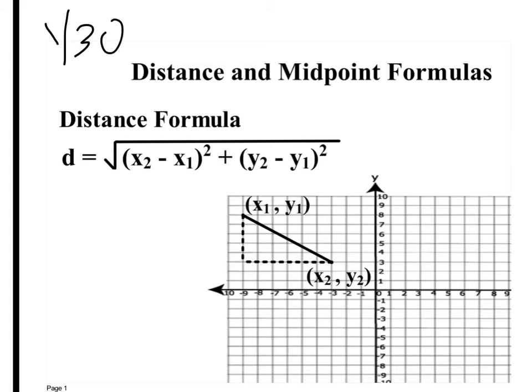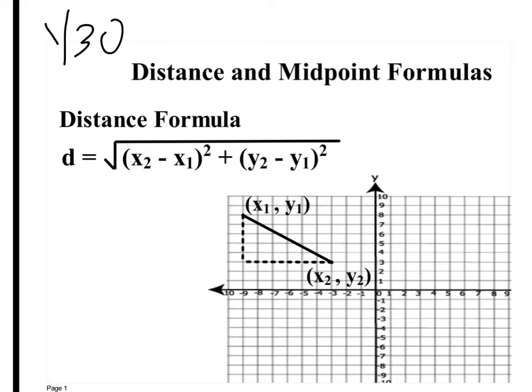Alright, today we're going to cover distance and midpoint formulas. Here is the distance formula. D is equal to the square root of x2 minus x1 squared plus y2 minus y1 squared. If you need to know the distance between 2 points, whether they're on a line or just separate, this is how you find it. You do x2 minus x1 squared plus y2 minus y1 squared, and you square root that. And that tells you exactly how far it is between those 2 points.